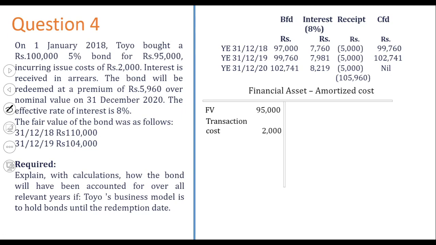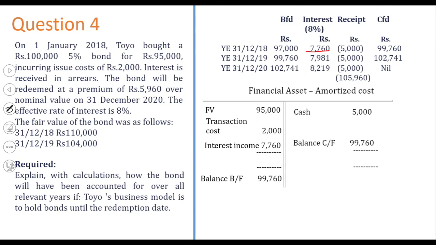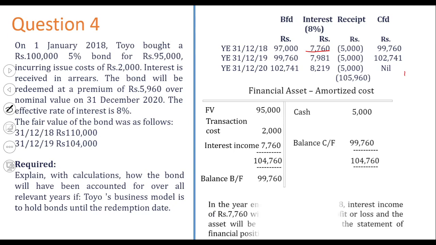So initially we recognize 95,000 and transaction cost will be 2,000, and first year interest income will be 7,760. That is this part, right? Then we receive interest of 5,000 and the closing balance will be 99,760. So this is how you recognize it, right? Done. In the year ended 31st December 2018, interest income of 7,760 will be recognized in profit or loss and the asset will be held at 99,760 in the statement of financial position.